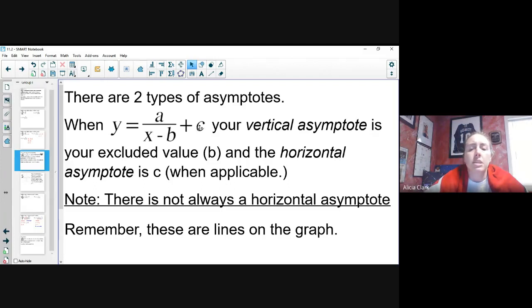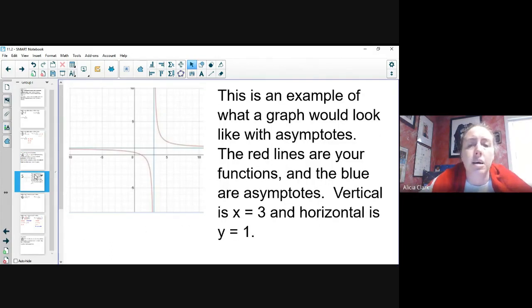Okay, so again, remember that these are lines on the graph. These are lines that our graph is not going to touch. So we already found vertical ones. Horizontal ones would be running this way. So they're all going to be y equals whenever we're finding those. We're not graphing these because it's a lot of stuff to try to tell you to do over computer online. But this is an example of what a graph would look like if you had asymptotes.